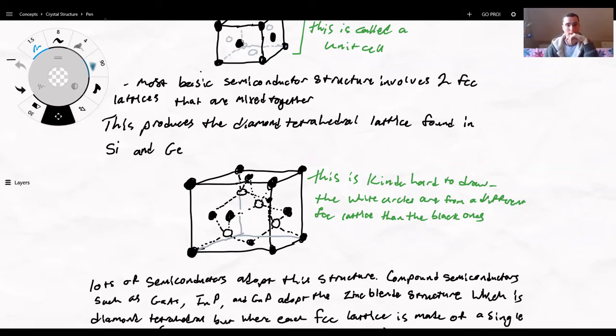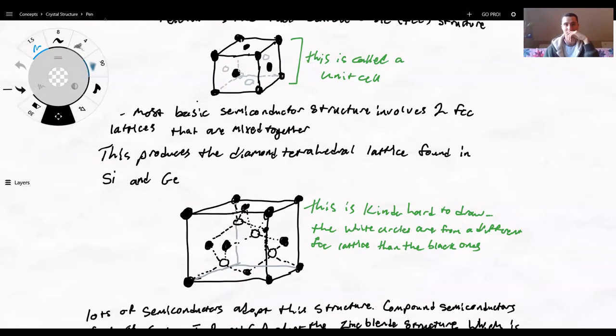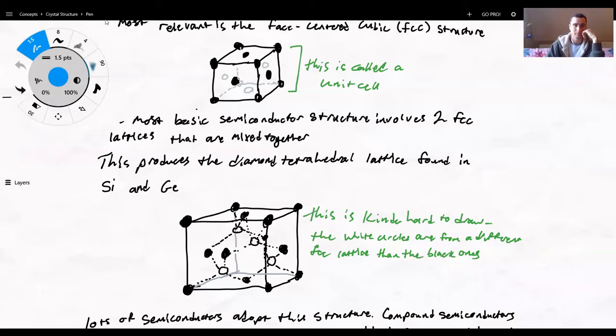So I'm going to try to show you how this is the same system. There are 2 different colored atoms in here. There's the black ones and the white ones. The black ones are part of one FCC lattice, and the white ones are part of a different FCC lattice. For silicon and germanium, they're all either silicon or germanium atoms, but they're 2 different FCCs.